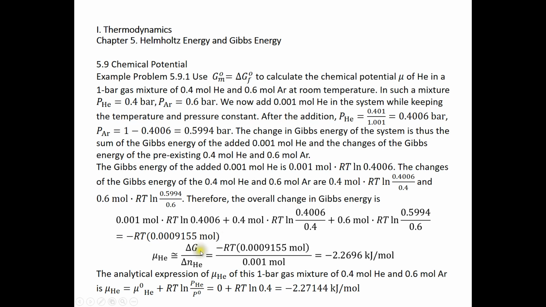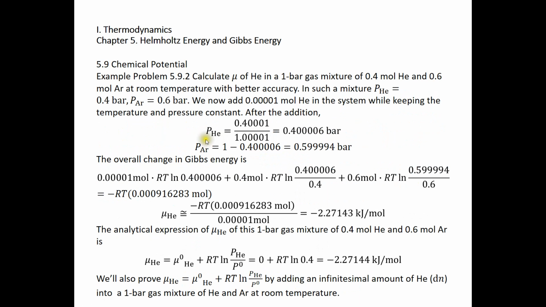This is supposed to be the numerical value of the chemical potential of this helium in the mixture. Now we use the analytical expression of the chemical potential. It's this: mu naught plus RT times the natural logarithm of the partial pressure of helium over P naught. We get negative 2.27144. If you compare these 2 numbers, well, they differ by a very, very small percentage. And we can even do better by changing this 0.001 to a smaller amount.